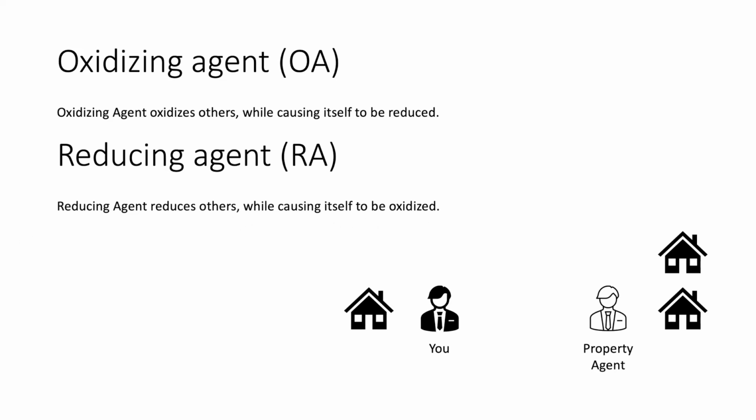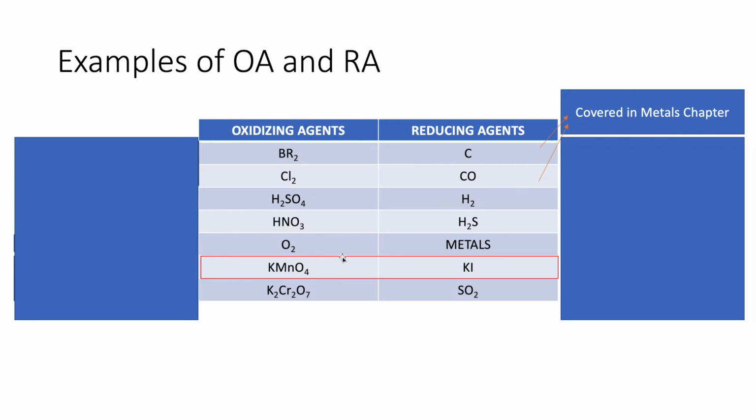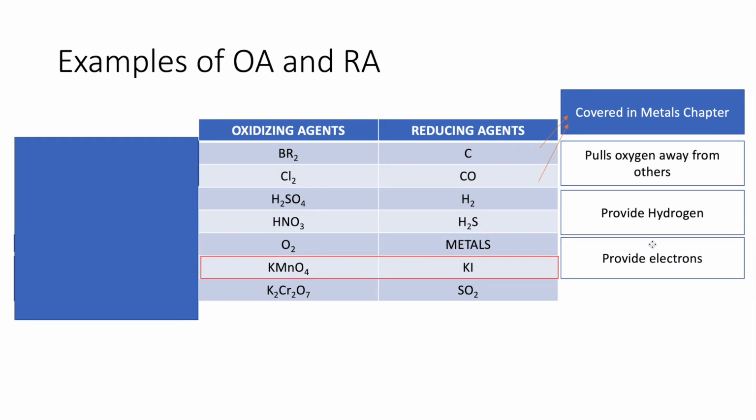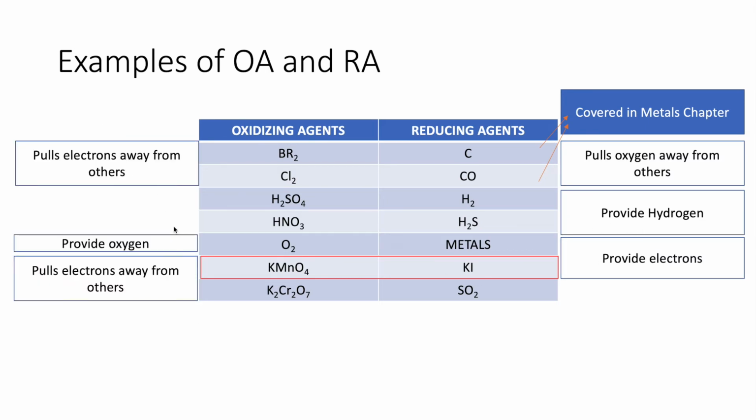So here are some common examples, you do not necessarily have to commit them to memory, just be familiar with them. Perhaps the most common ones will be this. This will be covered in the metals chapter. Hydrogen, this provides the hydrogen. This provides the electrons. This receives electrons.